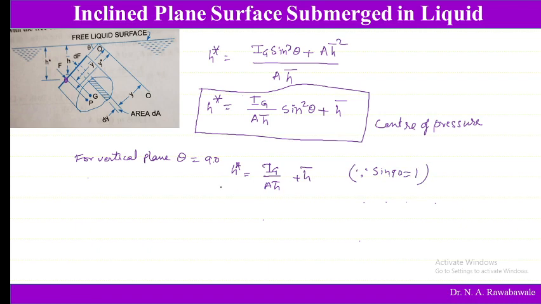So again, when this plane becomes vertical, the value of theta is going to be 90 degree. At that time, the same equation which we have derived for a vertical plane, we are going to get in this case also. So this is the most generalized equation which can be used for horizontal or for inclined or for vertical plane. So we stop here, and in next class we will be solving a few numericals on this inclined plane surface submerged in the liquid, and then afterwards we'll start with the curved surface submerged in a liquid. Thank you.